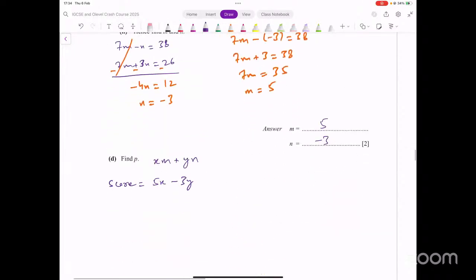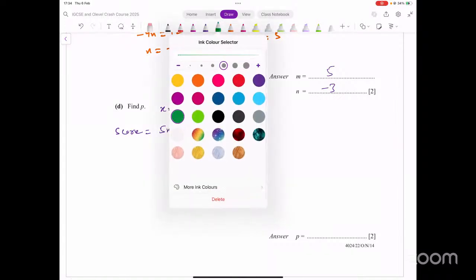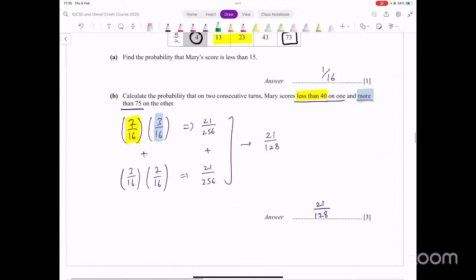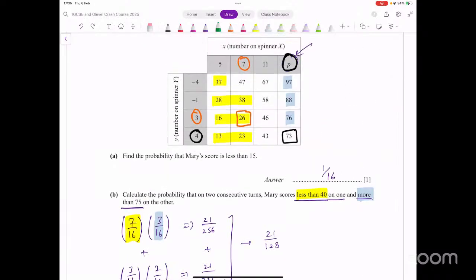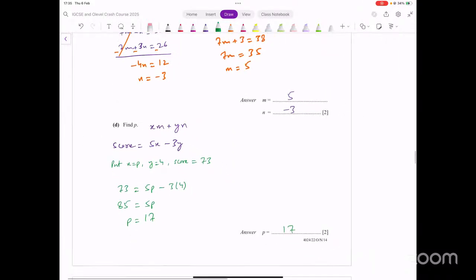So what I can do is put x equal to p, y equal to 4. In this case, the score is equal to 73. And that gives me 73 equal to 5 times p minus 3 times 4. And we can find the value of p from this. 5p equals 73 plus 12, which is going to be 85. And the value of p turns out to be 85 over 5, which is 17. So p equals 17. That is what we were looking for here.